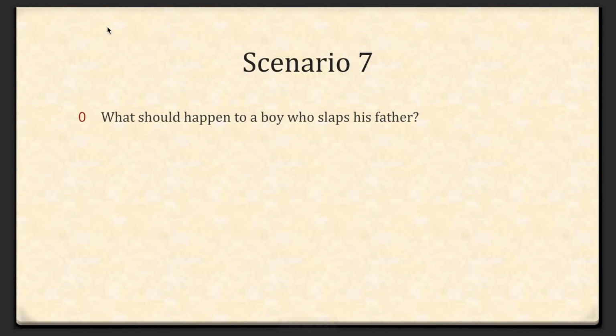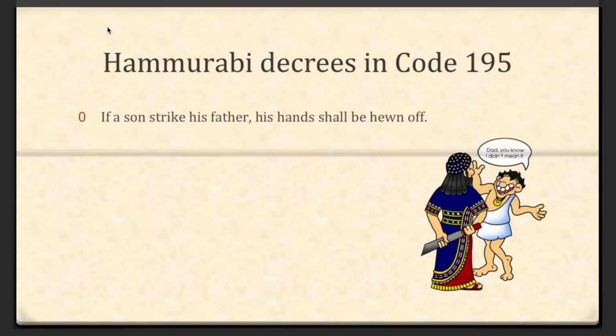Uh-oh. Scenario 7. What should happen to a boy who slaps his father? And this is actually in the code. Okay, if a boy strikes his father, his hands shall be hewn off. That means cut off, right? Take the hand that strikes the father.